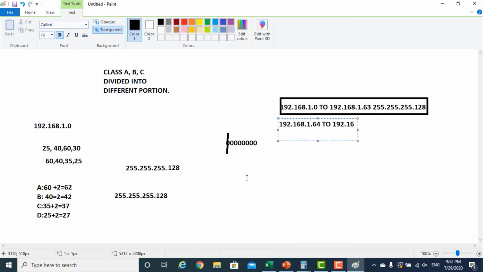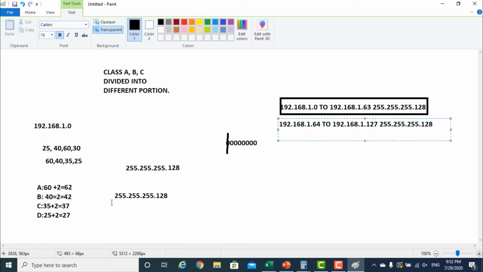192.168. Just a minute, let me expand this. 1.64 to, it's going to be 127, if I'm not wrong. Yes, 127. The subnet mask is still the same, 255.255.255.128.